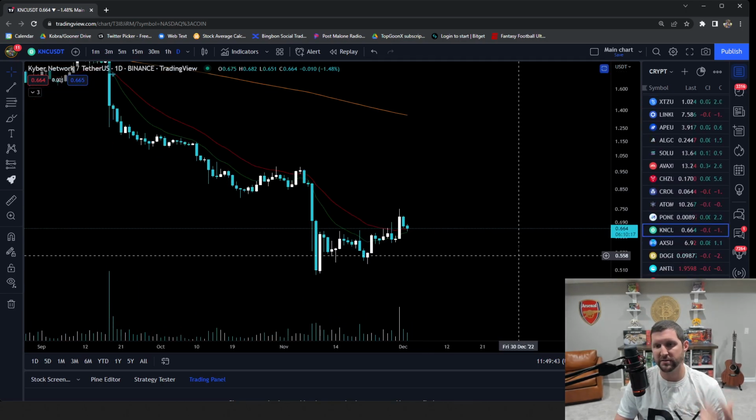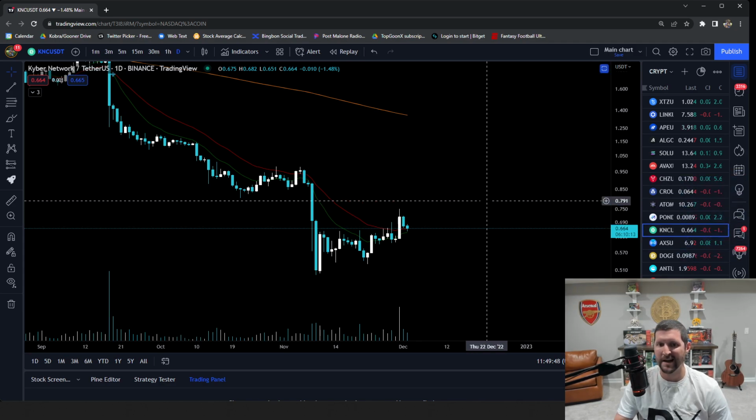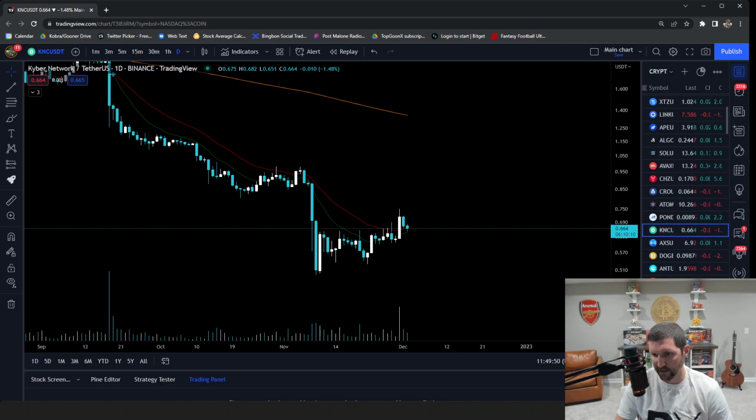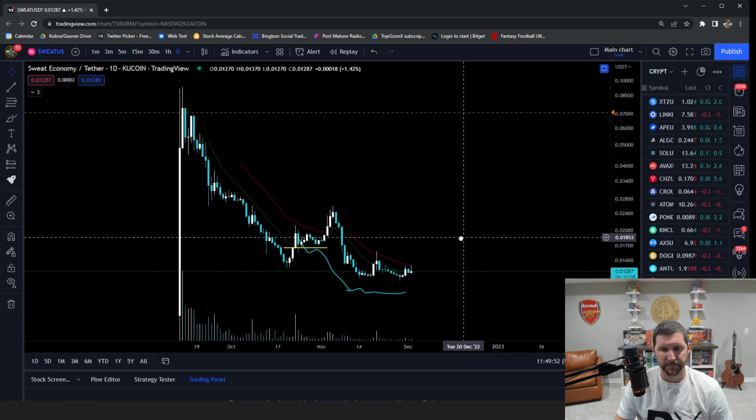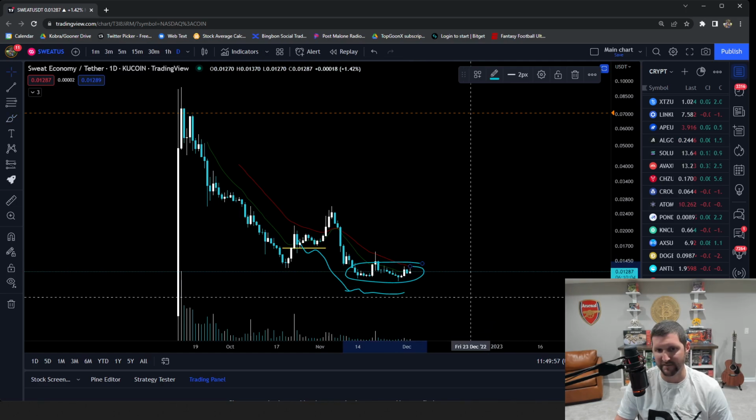So then you just do a scan, and you can move them up or down on your watch list depending on how they look, the levels, things like that. Another one that's pretty much just going sideways here. Really no reason for me to trade this.